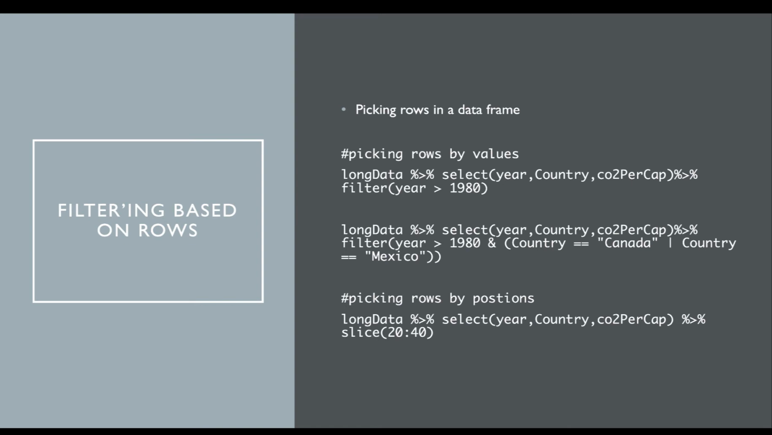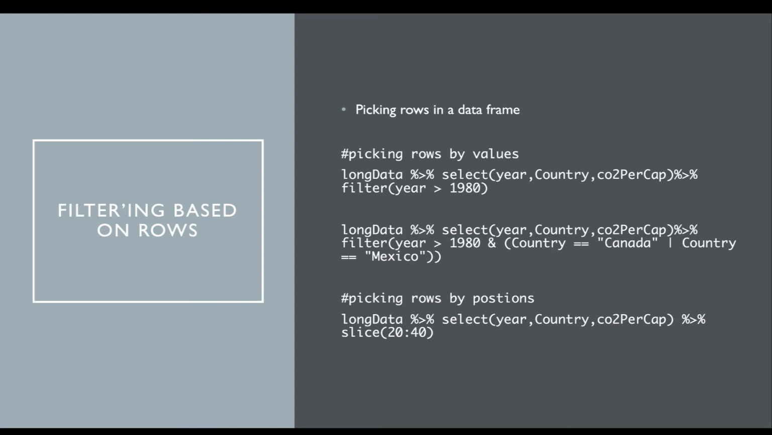In the first example, you see again we have long data, a data frame that is piped into the select function. That means we are picking our columns, and in this case we are picking three columns: year, country, and CO2 per capita. That is then subsequently piped into the filter function, where we are only selecting those rows where the year value is greater than 1980.